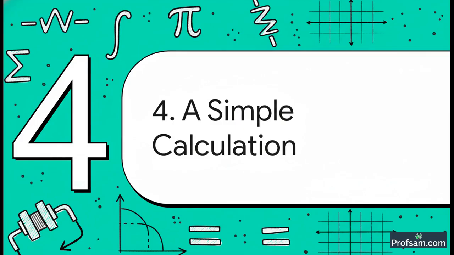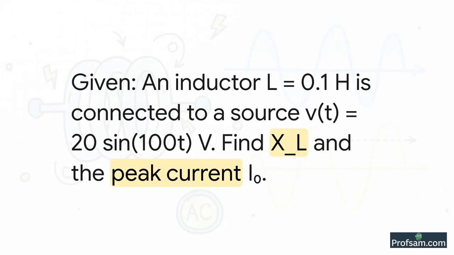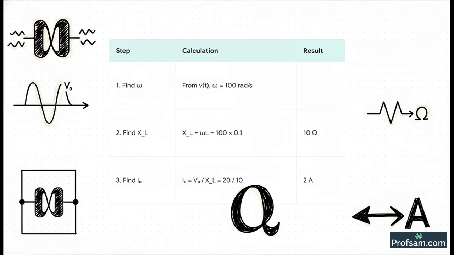All right, let's make this concept completely solid by solving a very simple numerical problem, the kind you often see in your board exams. Here's the problem. We have an inductor, and we have an AC voltage source. All we need to do is find the inductive reactance and the peak current. That's it. Let's just break it down.